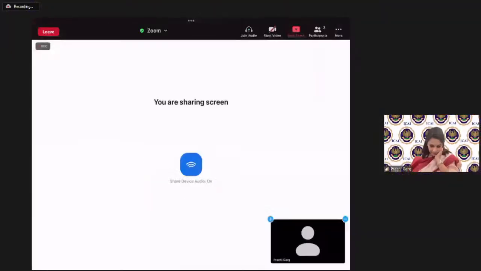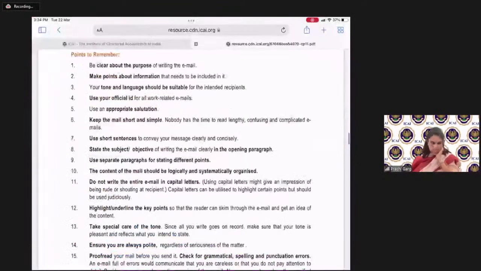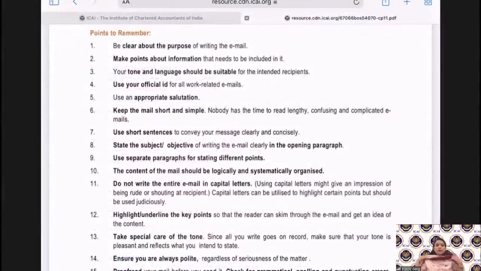Now, there are a few things that you need to remember about formal email writing. Few things that I've already discussed and few things that I would like to just explain to you once again before our class ends.